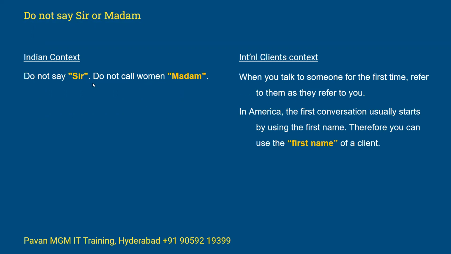The next one that I want to explain is do not say sir and do not call a woman madam, right? In international context, when you talk to someone for the first time, refer to them as they refer to you. In America, the first conversation usually starts by using the first name. So you can use the first name of a client. However, don't say sir or madam, right?